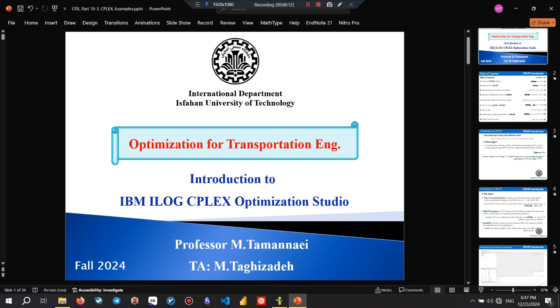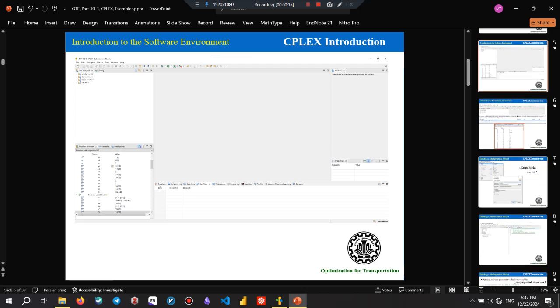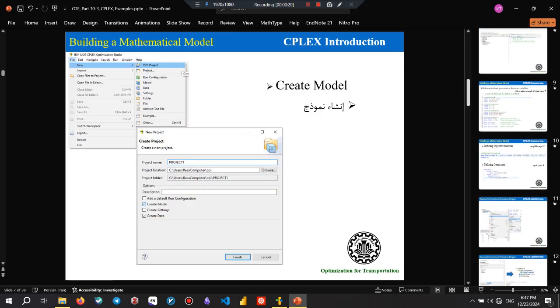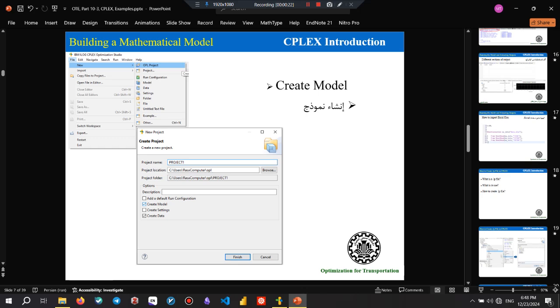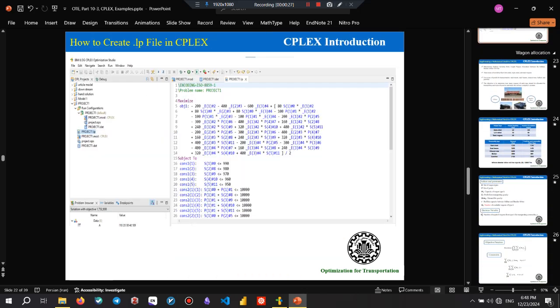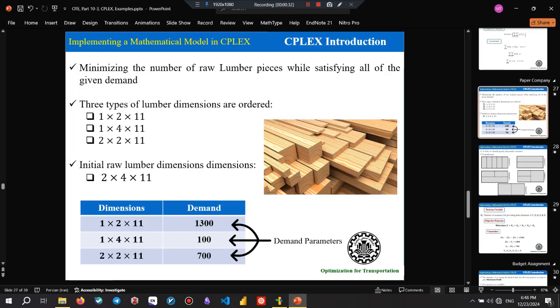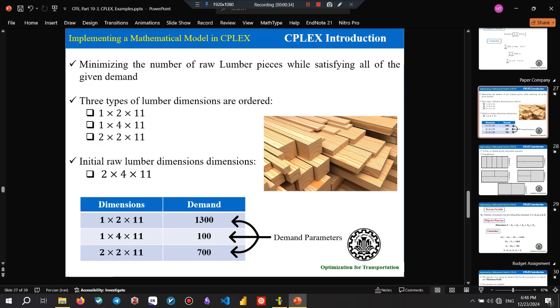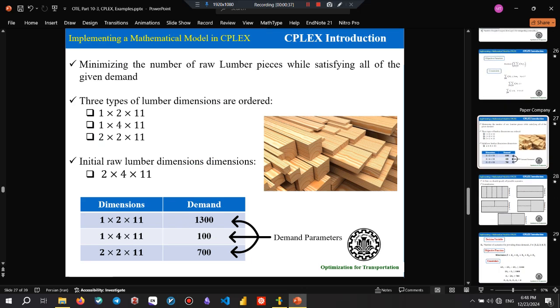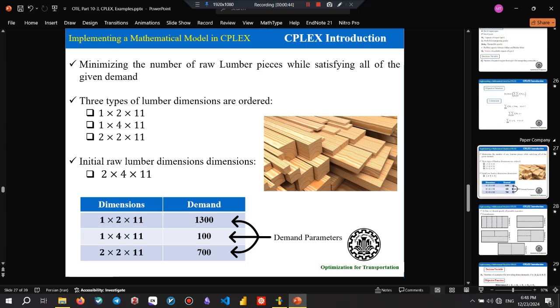As we discussed earlier, we learned about Cplex introduction and its features. Today, I'm going to solve four additional examples to challenge your knowledge and try to teach it with some challenging problems. So, without further ado, we are going to start with the first problem.